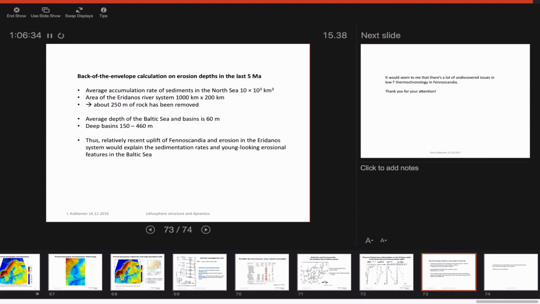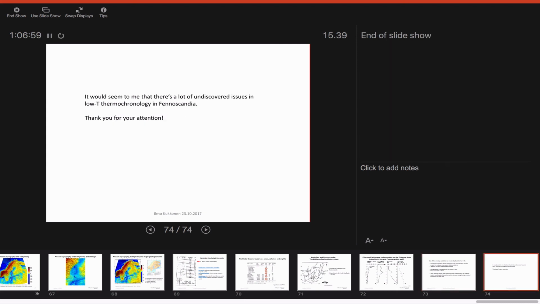Then the good geodynamic and the geophysical, geological question is that if we had this erosion, we must have had uplift. Is this then the time when the shield became the shield? Was this the time when part of the central Fennoscandia was uplifted, the sediments were removed, and the sediments were transported, for instance, to the North Sea? Therefore, as a kind of a conclusion, there are a lot of undiscovered issues in the low-temperature thermochronology in Fennoscandia.